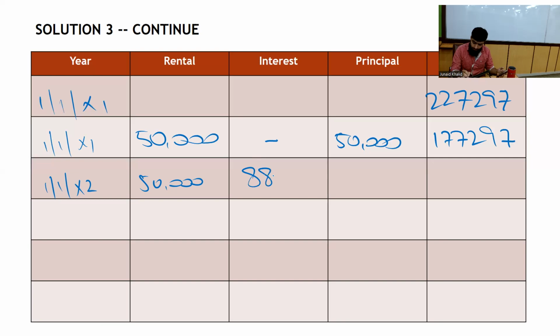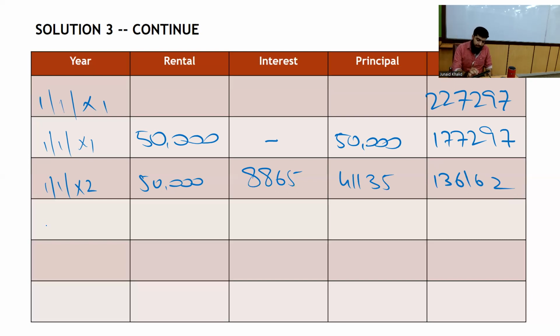At the rate of 5%, this will make 8865. It means on 1st January 2002, when we paid the rental of 50,000, out of 50,000, 8865 is the amount of interest. So 50,000 minus interest will make 41135, which means we paid the principal of the liability of 41135. Out of the liability, 177,297 minus 41135 is the principal paid. The remaining liability at the start of 1st January 2002 is 136,162.